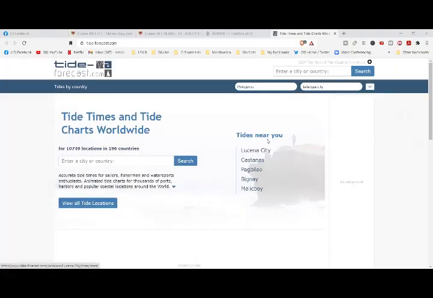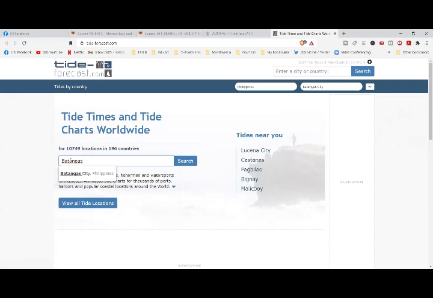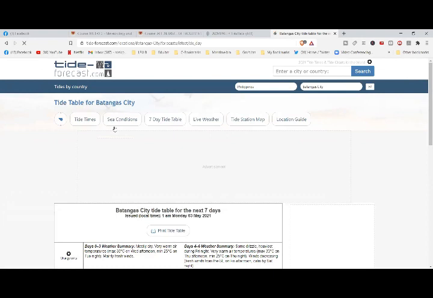Okay, so here, tides near you have Lucena City, Castañas, Pagbilao, Bignay, Baligboy. But we are going to check Batangas. Batangas City, Philippines. So hindi ko pa nakiklik yung search, automatic na siya. Okay, so the tide times for Batangas City. Tingnan natin. 7-day tide table.